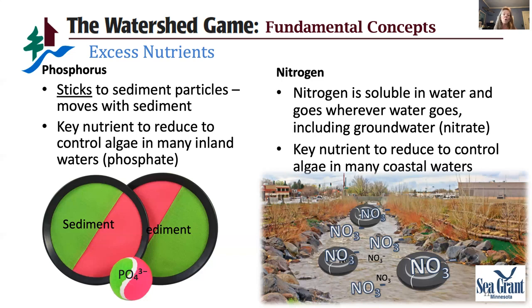And they will go, nitrate goes wherever the water goes. So that's one of the big ways that nitrate moves around in our environmental systems. That also includes groundwater, which is why we are often concerned about nitrate in well water, because nitrate goes right down into the ground, and it ends up back in waters of the US, but it can also cause some issues. So it's the key nutrient that we have to reduce to control algae in many coastal waters.